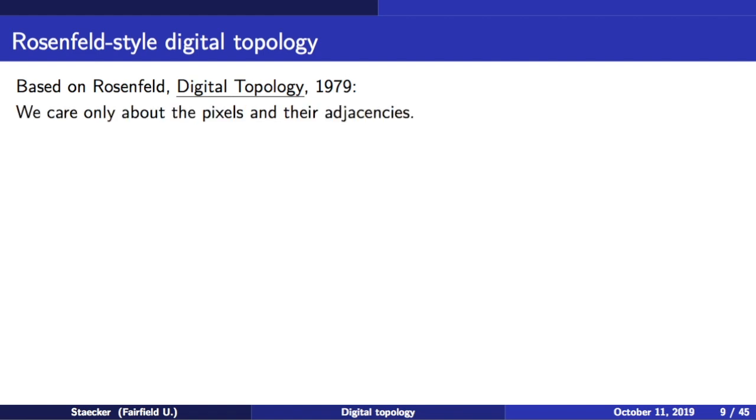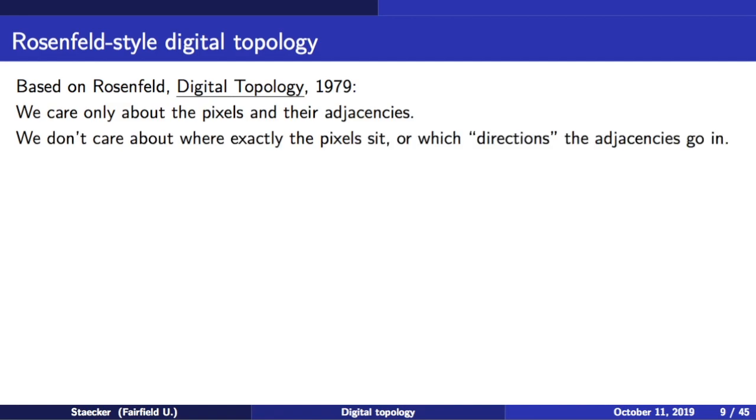So in this model, we only care about the pixels and their adjacencies. Which one is next to which one? And we don't care exactly where the pixels are in the plane because we want to be topological rather than geometric. So we don't care exactly where they are or which direction the adjacencies go in. I'll show you an example.